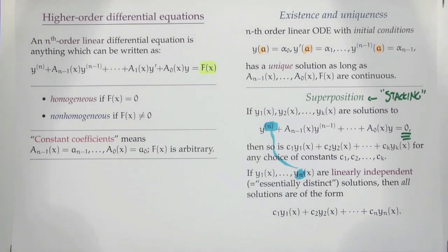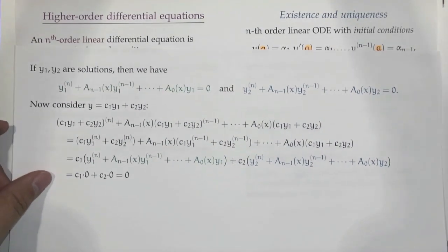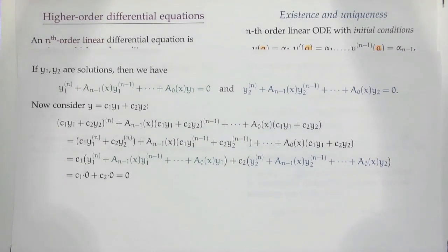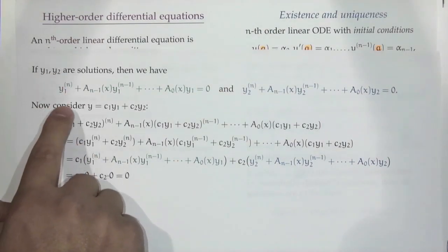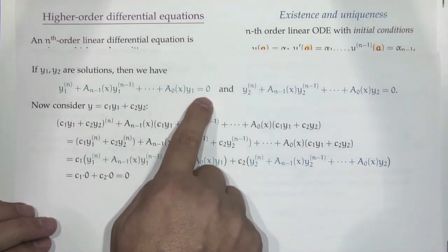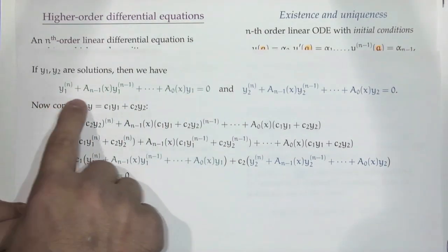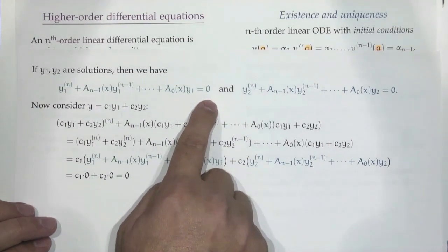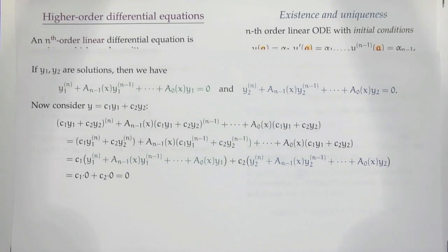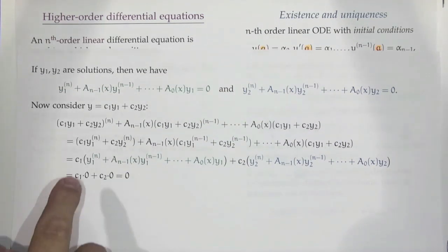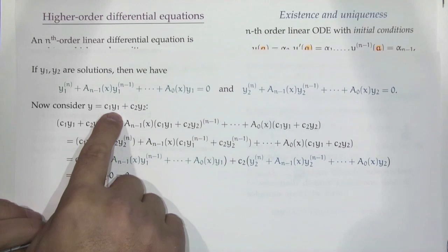Just warning you, there's a lot here. Don't feel like you have to write this down. I just want to show you how it works. Like I said, there's a wall of text here, but the wall of text is not the important thing. It says, suppose you have solutions. What does that mean? It means when you plug it in, it works. So y1 is a solution, y1 works. y2 is a solution, y2 works. Then you plug in c1 y1 plus c2 y2.